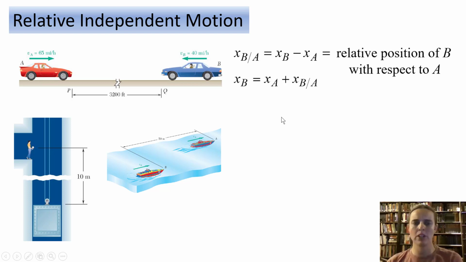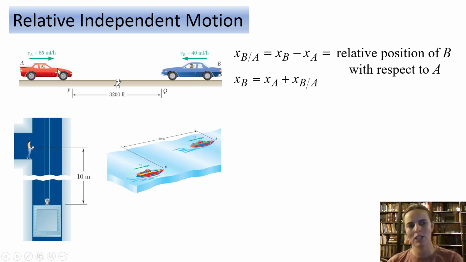Okay, so here's an equation. The position of B relative to A, and this is how it's going to be written, so kind of remember the order of this. So when you see x, B slash A, that is B with respect to A, and what that means is if you are the one sitting in car A, it's with respect to you and what you see everything else doing. So from A's perspective, what is happening in the scenario? So we have B traveling to the left, negative 40 miles per hour. A is traveling to the right, positive 65 miles per hour.